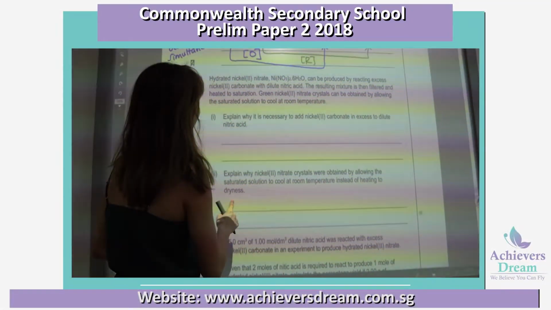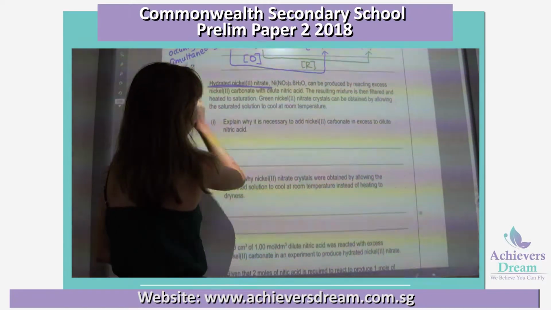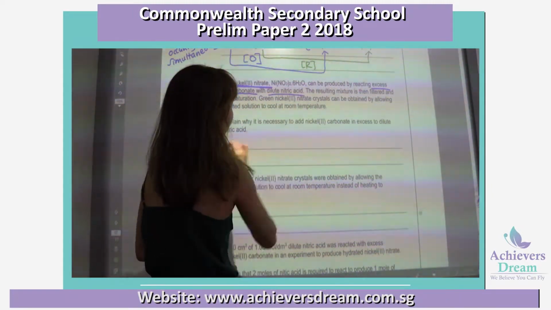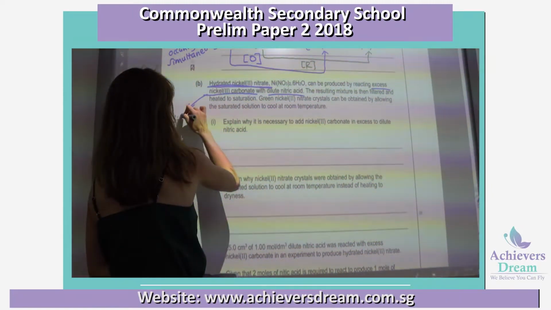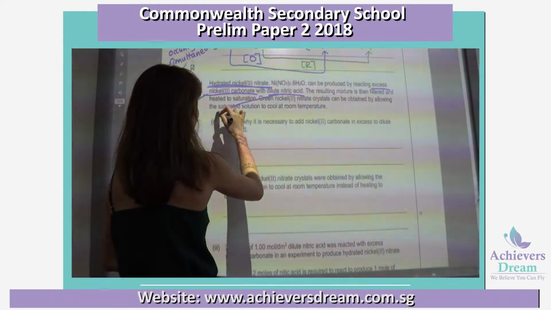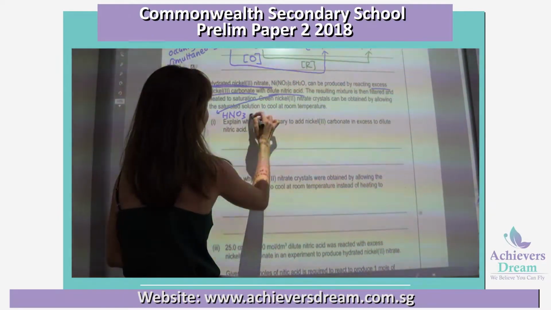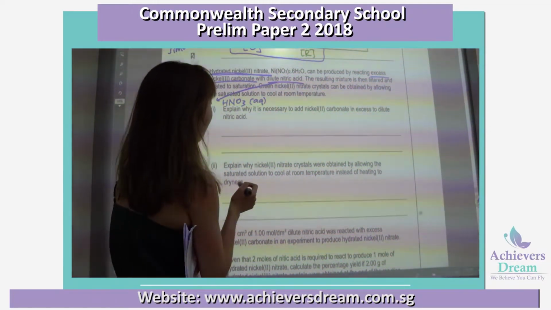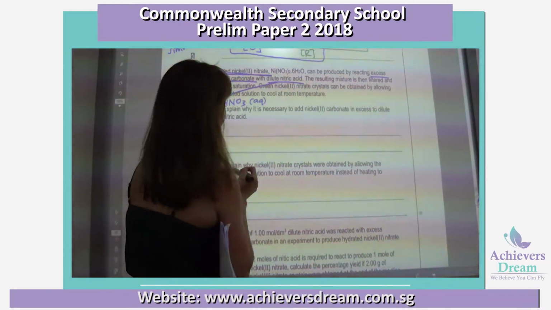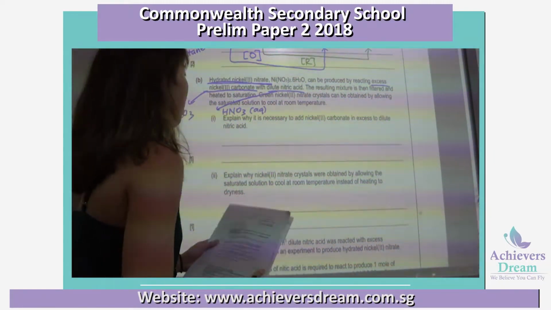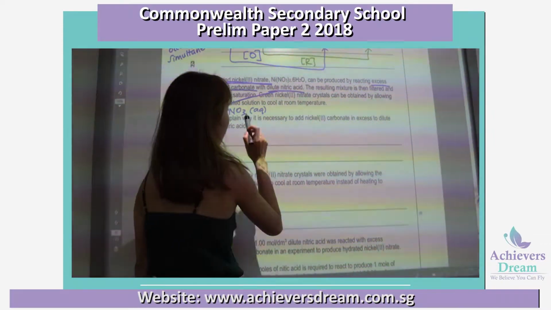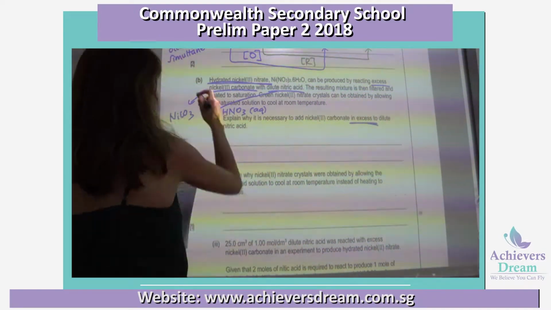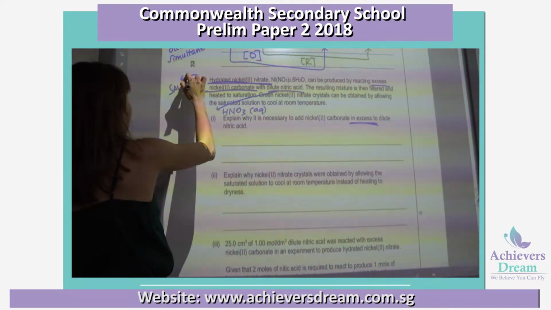Okay, for B part 1, hydrated nickel 2 nitrate can be produced by reacting excess nickel 2 carbonate with dilute nitric acid. So I have nickel 2 carbonate with dilute nitric acid. The resulting mixture is then filtered and heated to saturation, and green nickel 2 nitrate crystals are obtained by allowing the saturated solution to cool at room temperature. So for part 1, explain why it is necessary to add nickel 2 carbonate in excess to dilute nitric acid. This is your salts preparation question.